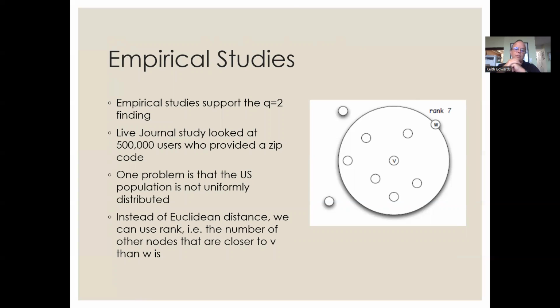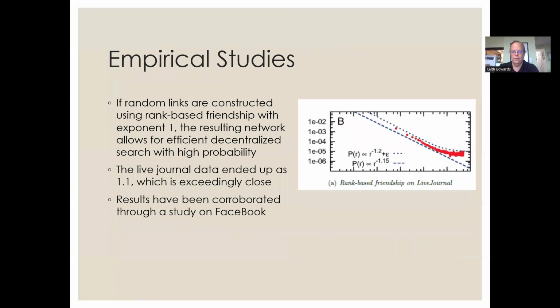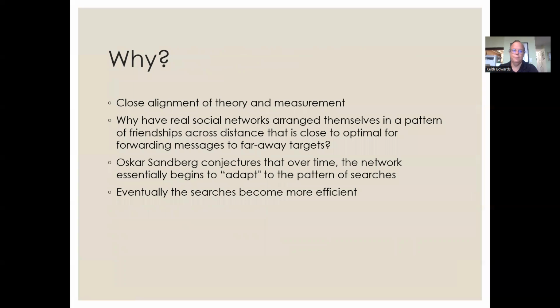So instead of using Euclidean distance, we can use rank. That is the number of other nodes that are closer to V than W. So here, W is rank 7 because there's 2, 4, 6 nodes between V and W. There are 6 nodes that are closer to V, so W has rank 7, and that's how we can figure out the rank. If random links are constructed using this rank-based friendship with exponent 1, the resulting network allows for efficient decentralized search with high probability. And LiveJournal data actually ended up being 1.1, so that's pretty startlingly close. And the results were corroborated through a study on Facebook, or Meta as it's now called. So we've got this close alignment of theory and measurement.